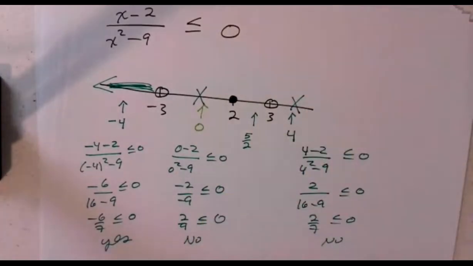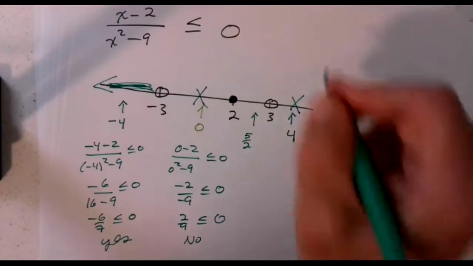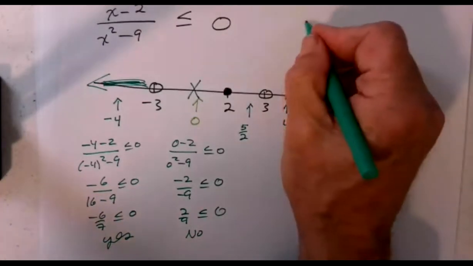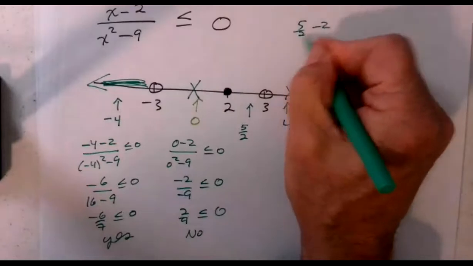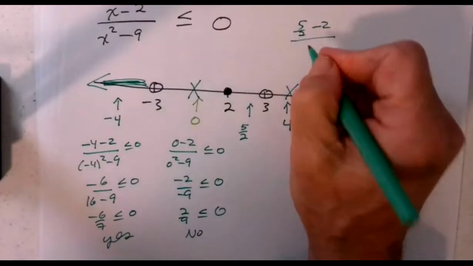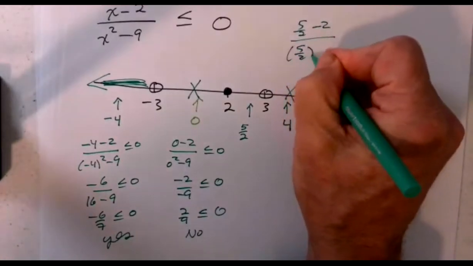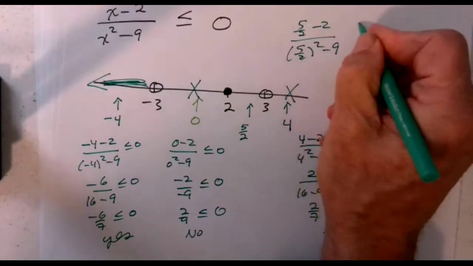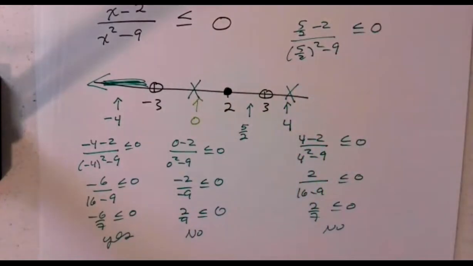5 halves, that's going to be kind of a hassle to do. So it would have to be 5 halves minus 2 over (5/2) squared minus 9. We want to see, is that less than or equal to 0? So like I said, I think I'm going to go ahead and pull up my calculator to show you how I would do that.